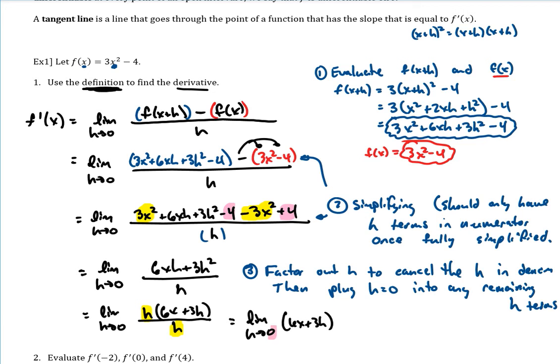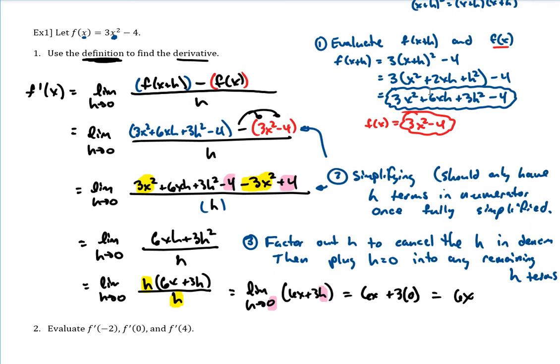And now I can plug h going to 0 in there, which gives us 6x plus 3 times 0. Notice I don't have the limit anymore because I'm applying the value into the h. And 3 times 0 is 0, so this is just 6x. Okay, so what we just found, let's put it right here. The f prime of x, I didn't write it on every line, notice that, but that's what we did just find. So we have f prime of x is 6x.